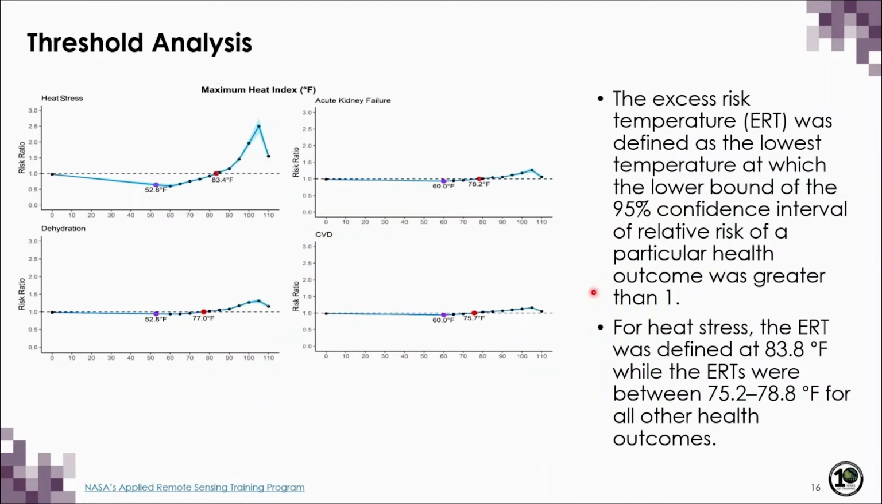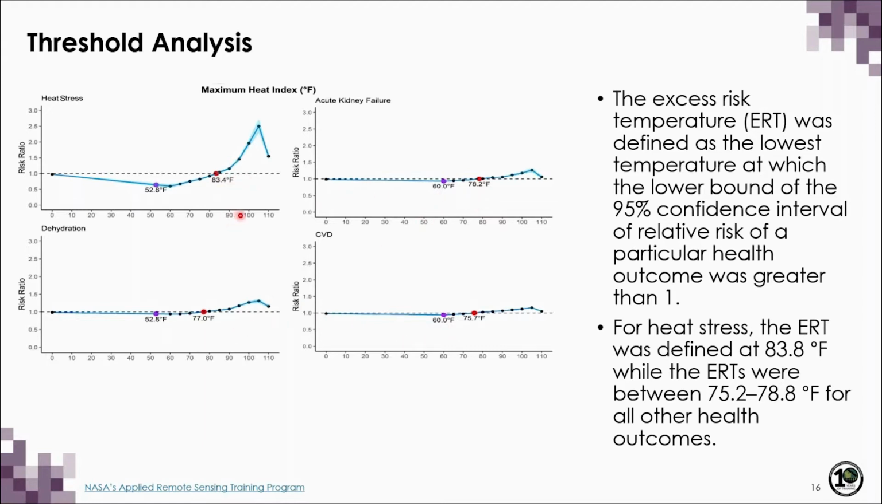Then we decided to look at the thresholds for risk of illness. These charts show the risk of illness at different values of maximum heat index. The excess risk temperature, the red dots on these charts, was defined as the lowest temperature at which the lower bound of the 95% confidence interval of the relative risk for a particular health outcome was greater than 1. This is where we start seeing statistically significant risk, and you can see there is a sharp increase up here. For heat stress, we find that the excess risk temperature is 83.4, while for the other illnesses, it is between 75.2 and 78.2.